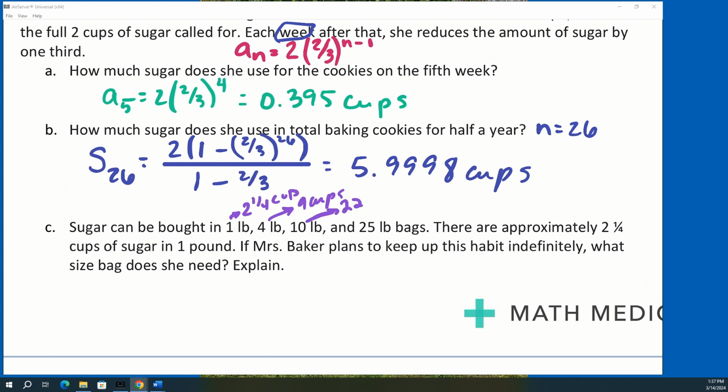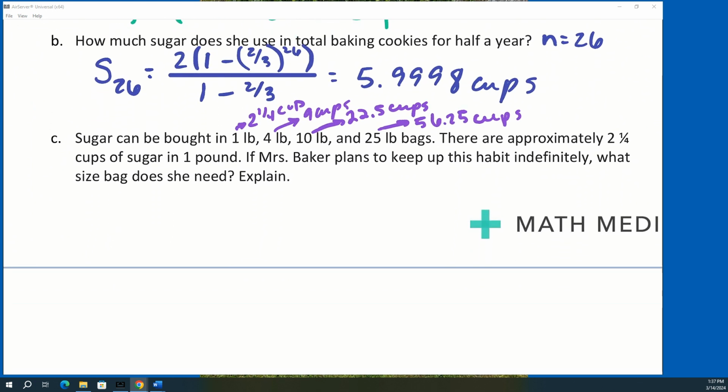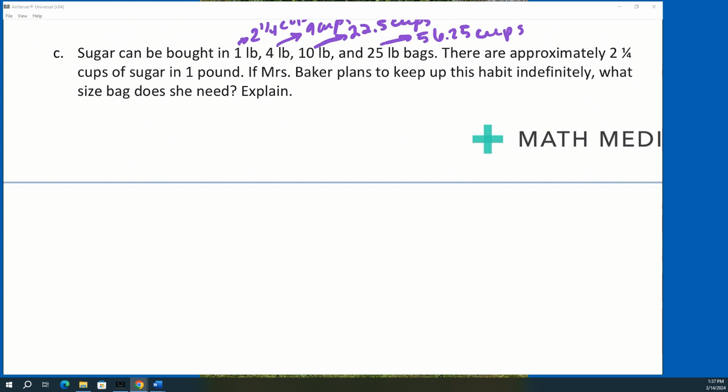10 is 22.5 cups. Ryder's saying she needs 25 cups, so if she would just get the 25-pound bag, then she wouldn't have to buy sugar, but then it might go bad if she's not using that much. Yeah, sugar goes bad. I mean, unless you have a sealed container. Baking stuff goes bad kind of fast, actually.